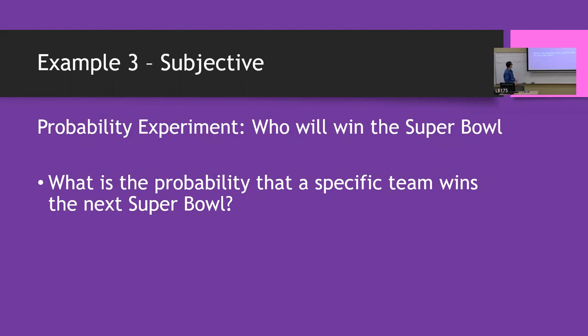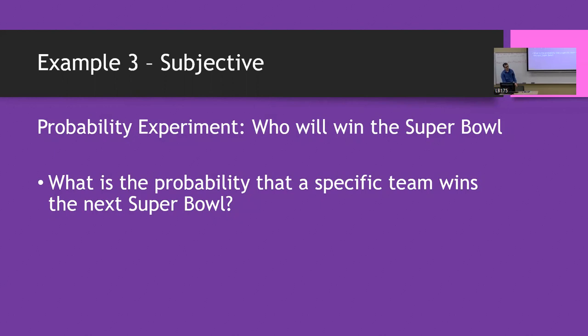But you also can't utilize collected data because we don't have data collected on next year's Super Bowl champs. So you can't run that experiment over and over and over again. And so if you're looking at a question like, what's the probability that a specific team wins the Super Bowl next year? You're gonna have to make an educated guess. And that's subjective probability. Does that make sense?